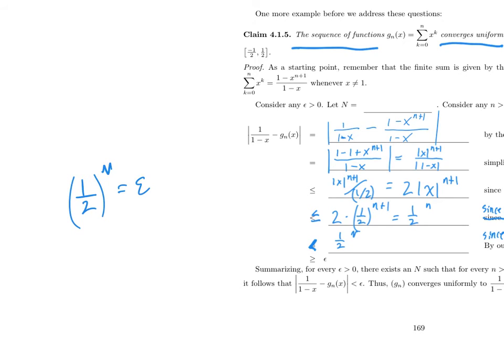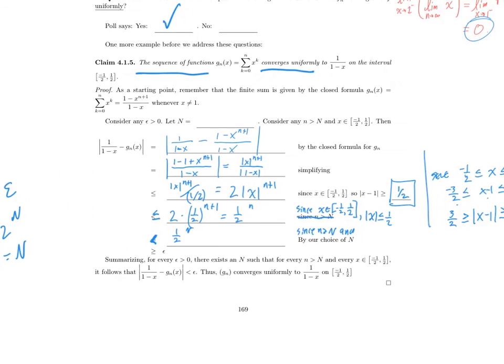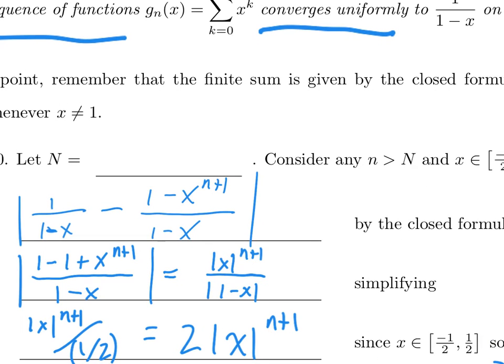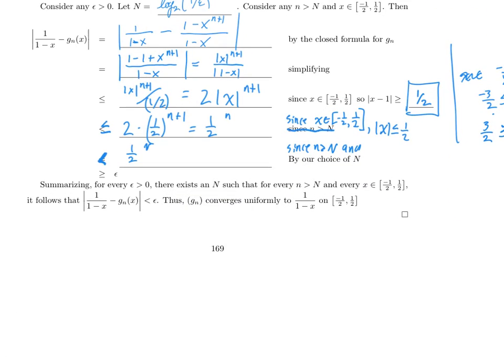If I solve that for big N, that would mean 1 over epsilon is equal to 2 to the big N. So it looks like log base 2 of 1 over epsilon is equal to big N. That will do the job. So I'll set big N to be log base 2 of 1 over epsilon, which will result in this being equal to 1 over 2 to the log base 2 of 1 over epsilon, which is equal to epsilon.